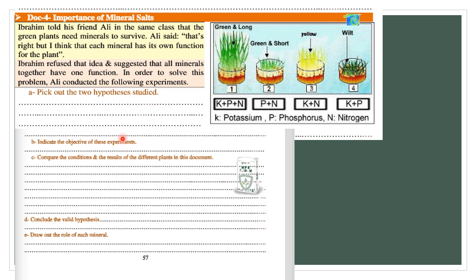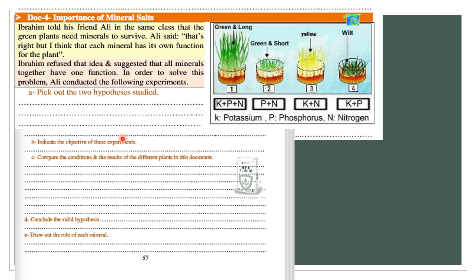Part C. Compare the conditions and the results of the different plants in this document. Plant 1 with K, P, and N grows long and green, while plant 2 without potassium remains short but green, whereas plant 3 without P grows long but yellow. However, plant 4 without N wilts. This is the comparison.